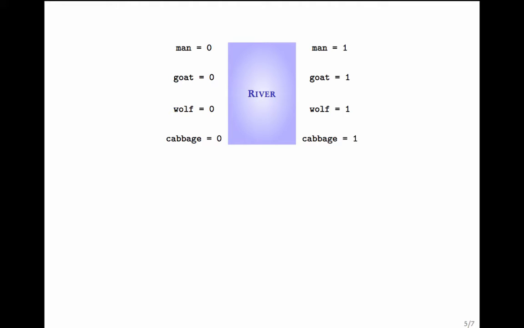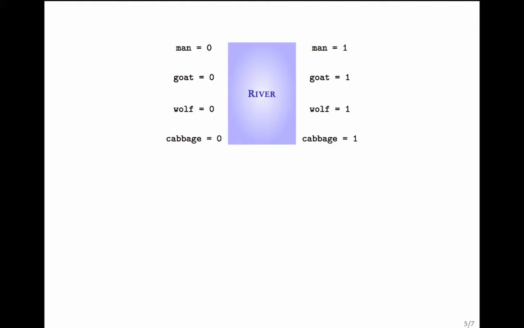Firstly, for the man, goat, wolf and the cabbage, we declare 4 variables which are Boolean. Man equal to 0 means that the man is on the left bank. Man equal to 1 means that the man is on the right bank. Similarly, goat equal to 0 means the goat is on the left, goat equal to 1 means the goat is on the right. Same for wolf and cabbage.